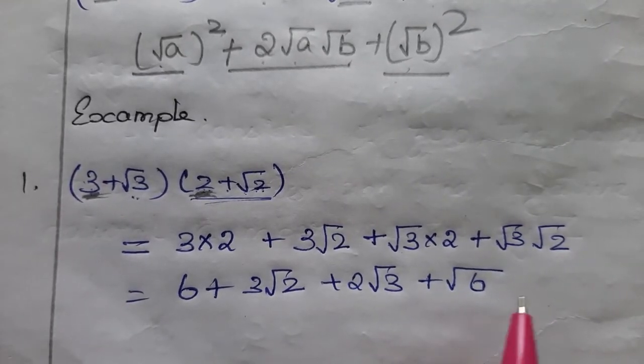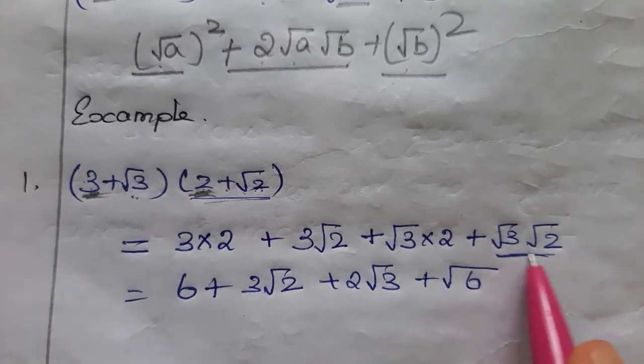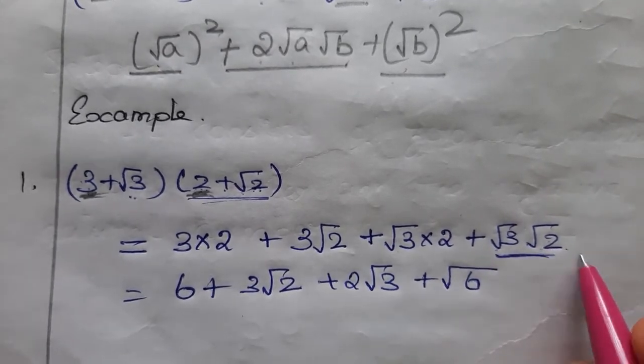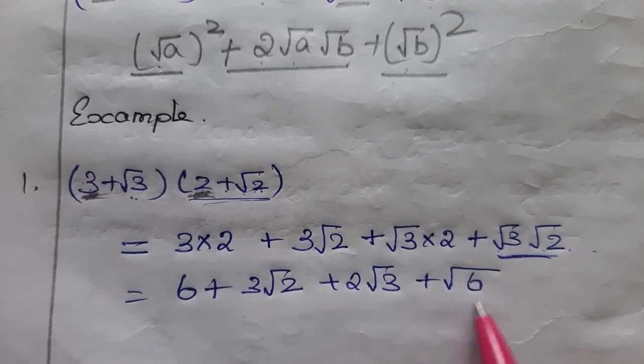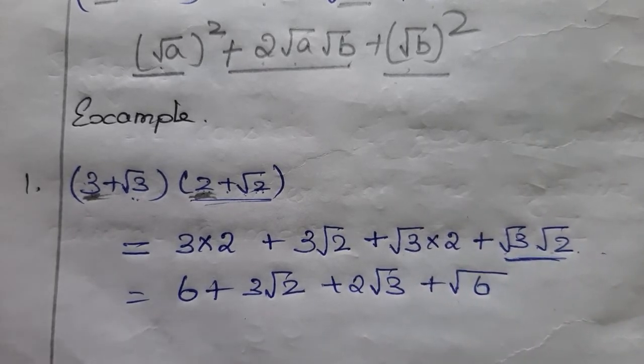Clear? Any doubt in this? So here we are using the first identity, √a into √b is √(ab), the first identity, right? That's why we are using it here.